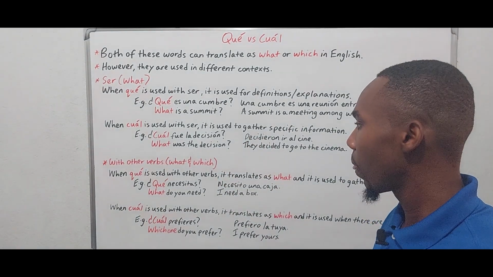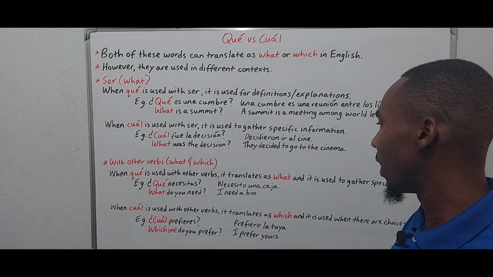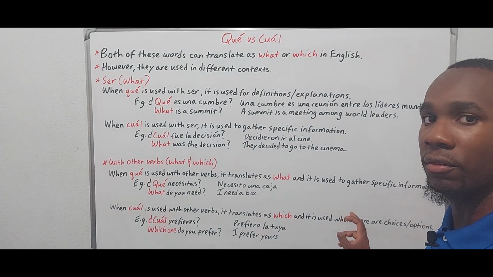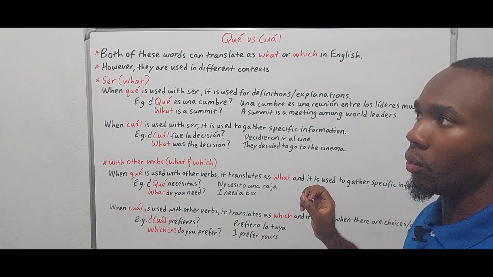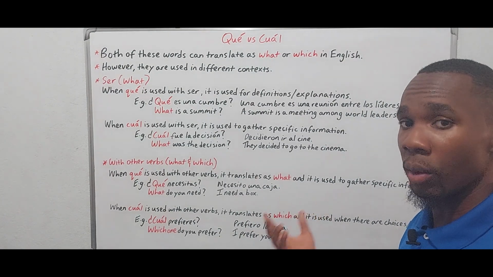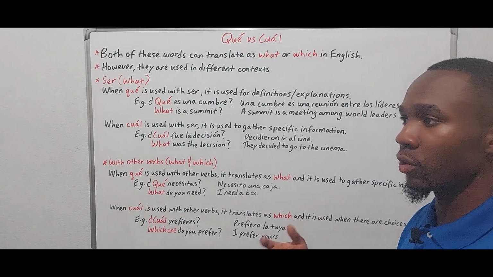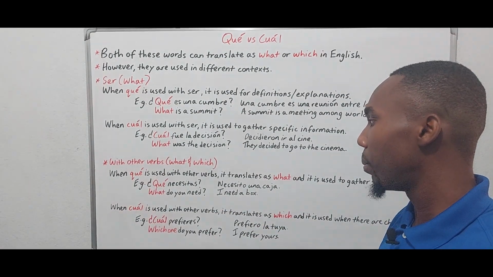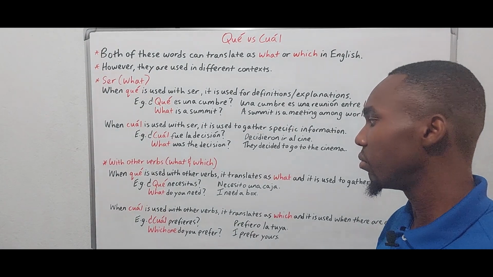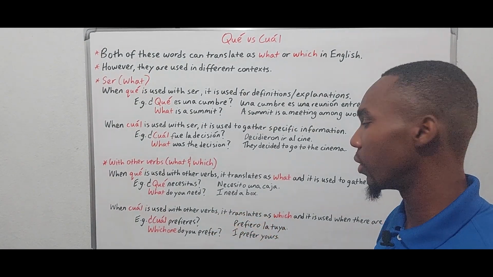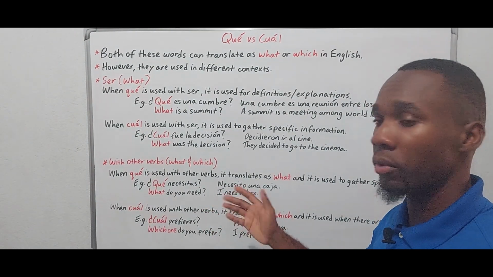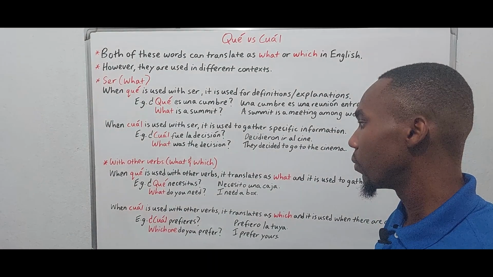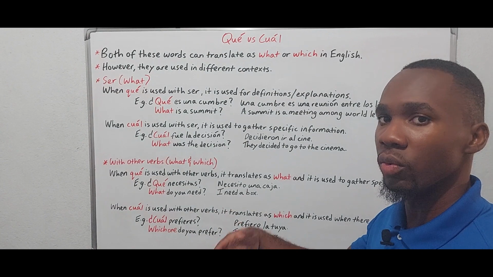Conversely, cuál. When cuál is used with other verbs, it translates as which, and it is used when there are choices or options. So this is a very key difference here. We use cuál when there are options, because that's what which means. So example, ¿cuál prefieres? Which one do you prefer? That could also be plural. The plural form of that would be cuáles. But in this case, we're talking about one, so we use cuál.